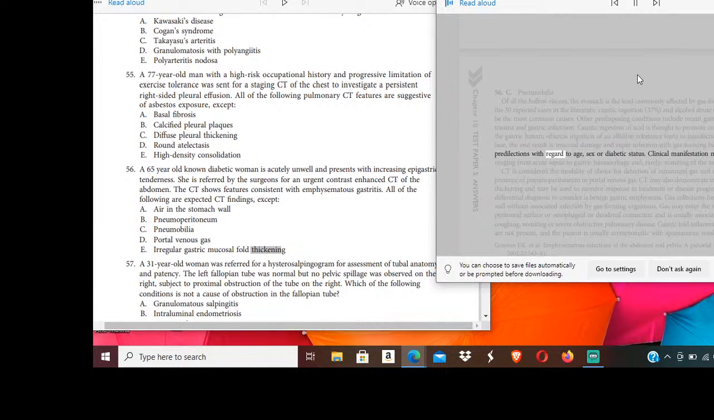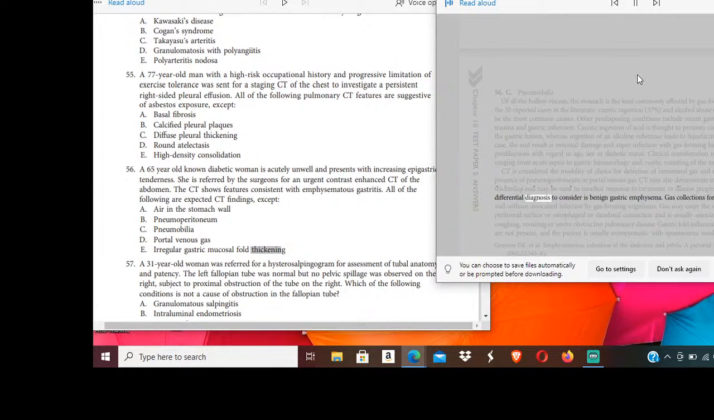There are no predilections with regard to age, sex, or diabetic status. Clinical manifestation may be dramatic, ranging from acute sepsis to gastric hemorrhage and, rarely, vomiting of the necrotic stomach cast. CT is considered the modality of choice for detection of intramural gas and evaluation for the presence of pneumoperitoneum or portal venous gas. CT may also demonstrate irregular mucosal fold thickening and may be used to monitor response to treatment or disease progression.